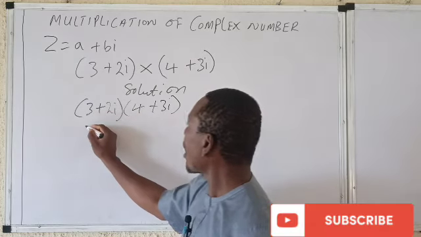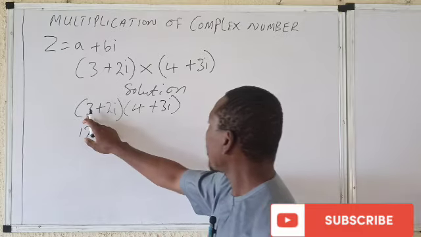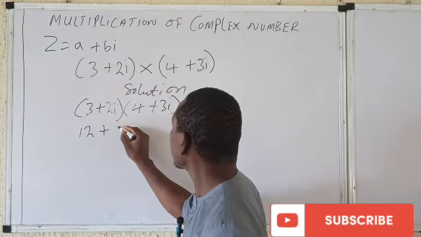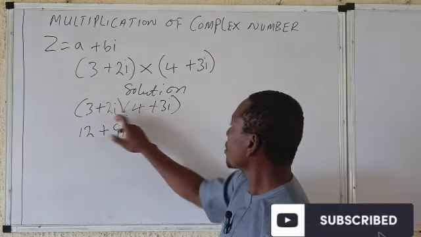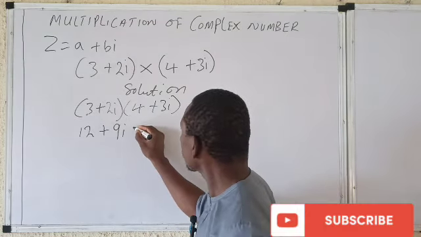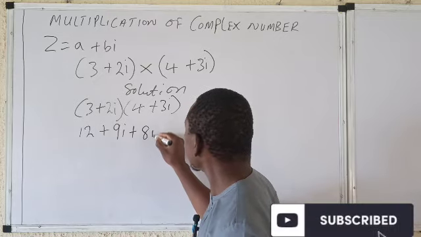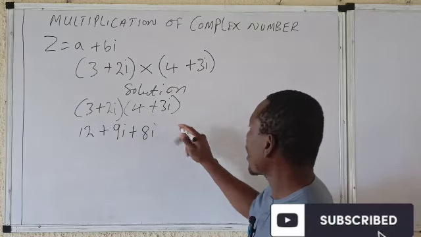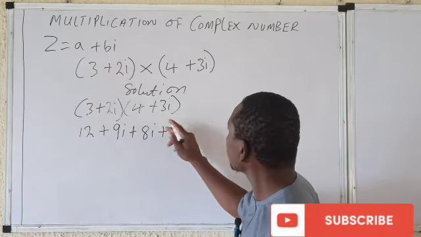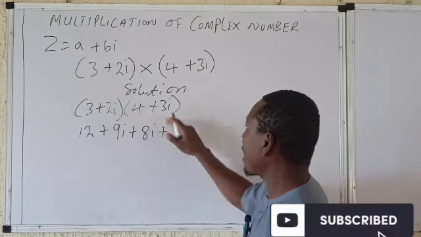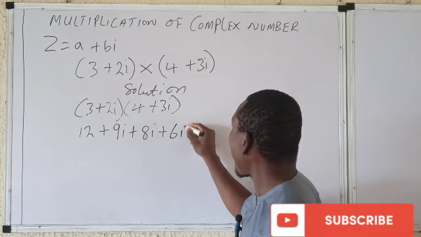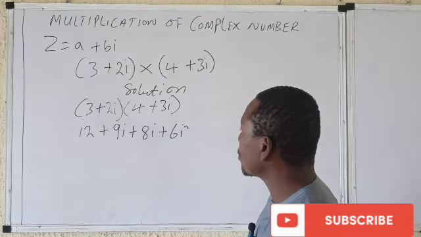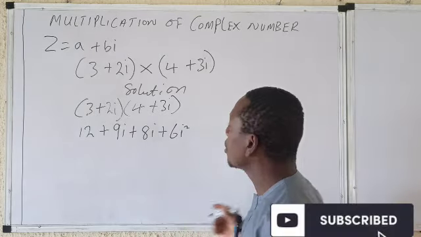This times this, you have 12. Remember, you use this to multiply this and use this to multiply this. So this times this, you have plus 9i. This times this, you have plus 8i, because 2 times 4 is 8. So 2i times 3i, you now have plus 2 times 3, which is 6. Then i times i is i squared. So you now have 6i squared. Now, once you have this, you just carry out your normal steps.